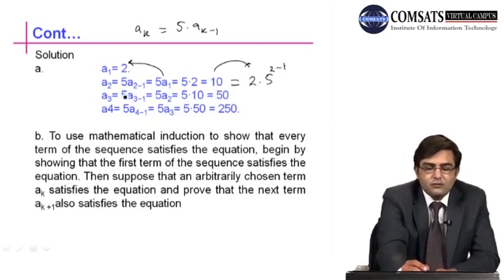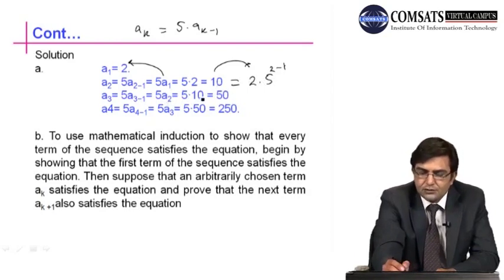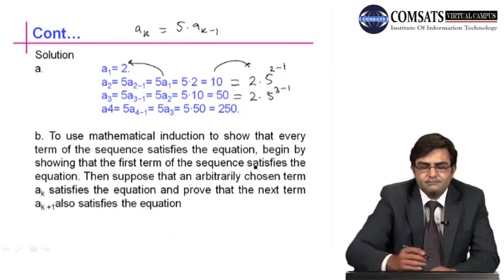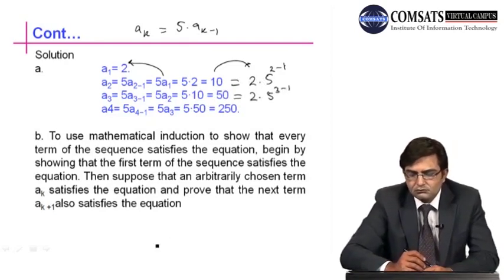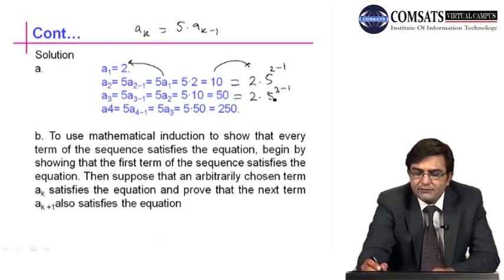Now a3 is 5 into a3 minus 1, which is 5a2. Now a2 is 10, so 5 into 10 is 50. Now this can be written as 2 into 5 power 3 minus 1, because 3 minus 1 is 2, 5 power 2 is 25, and 25 into 2 is 50.